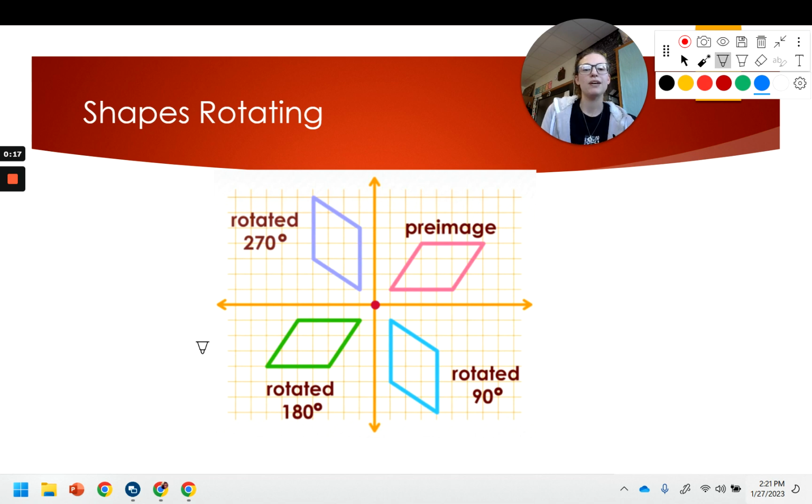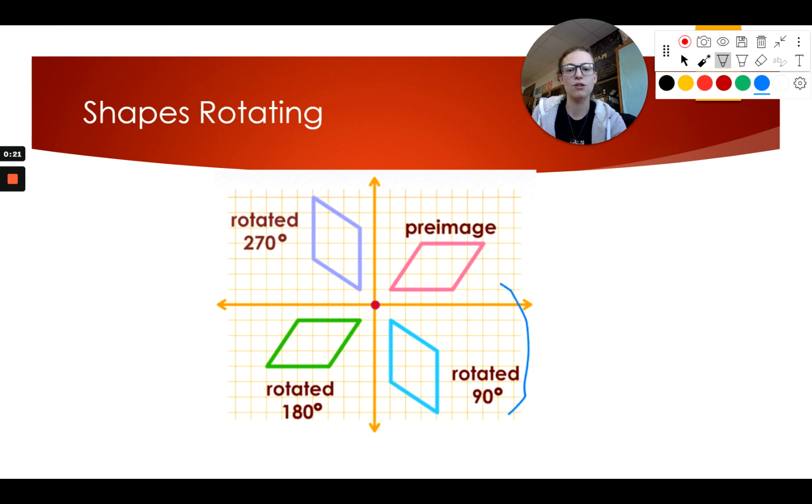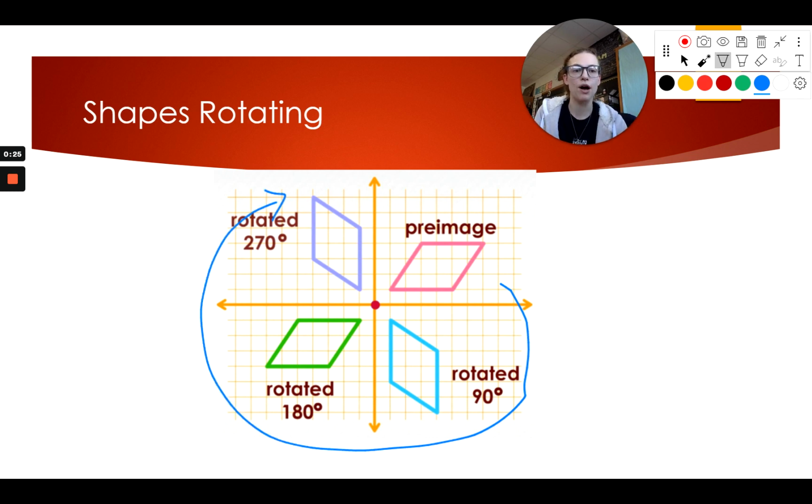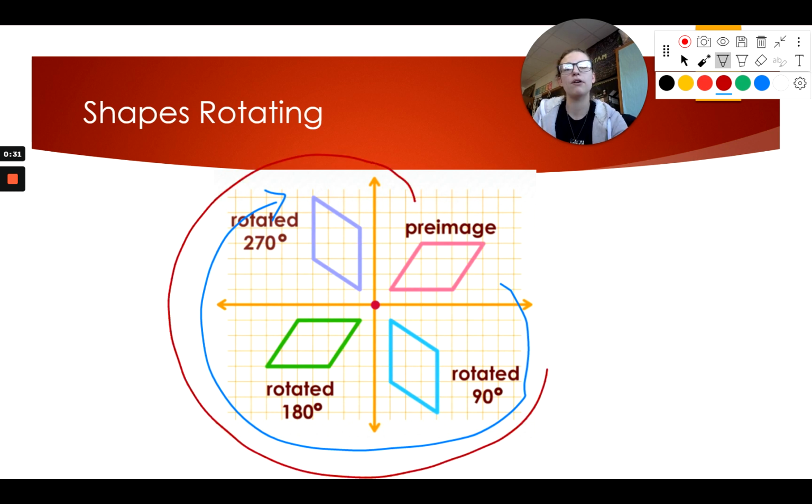Now, be careful because we have a clockwise rotation, which means the same direction as the clock, which is what you see over here. But you could also be asked counterclockwise degrees. Counterclockwise degrees would be from the pre-image going the opposite direction of the clock.